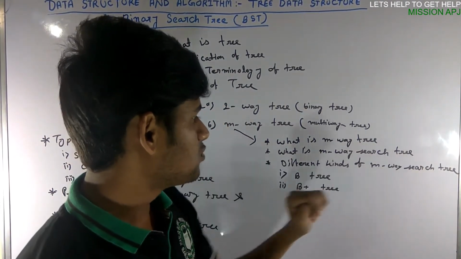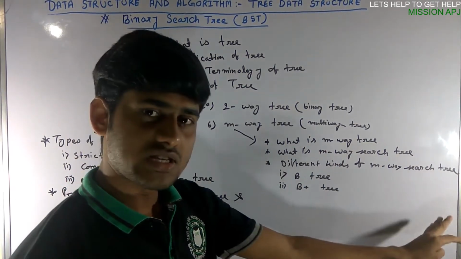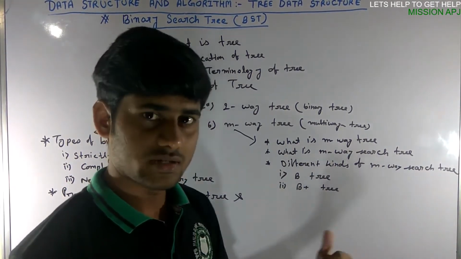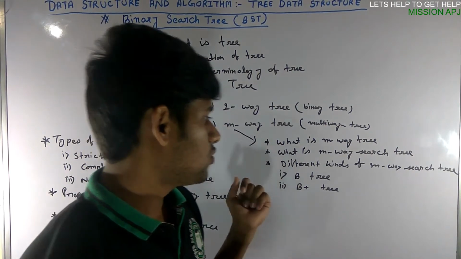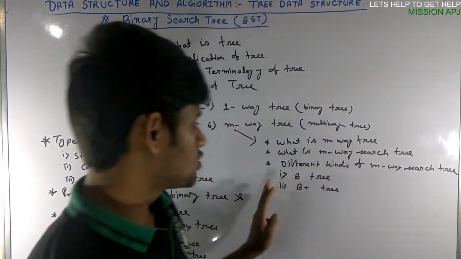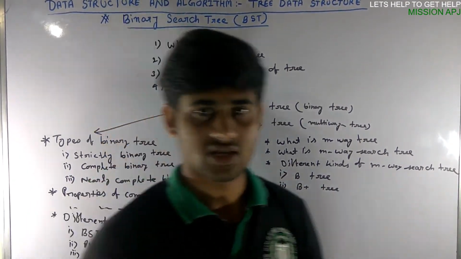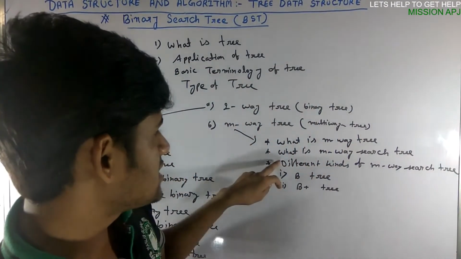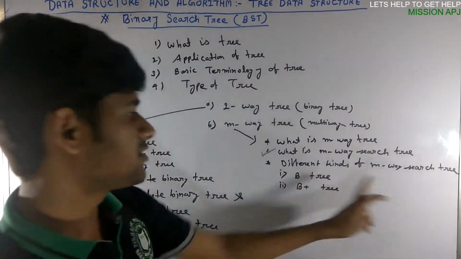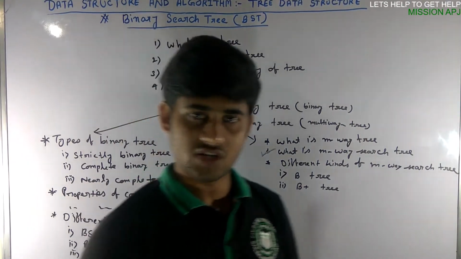First we have discussed what is an M-way tree. Then we defined what is an M-way search tree. After that we found that there are two types of M-way tree, B tree and B plus tree. So up to this we have discussed, but the different kinds of M-way tree, that is B tree and B plus tree, we have not discussed in detail.